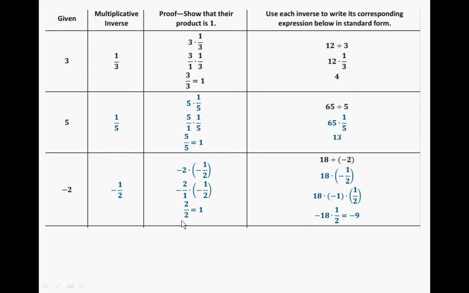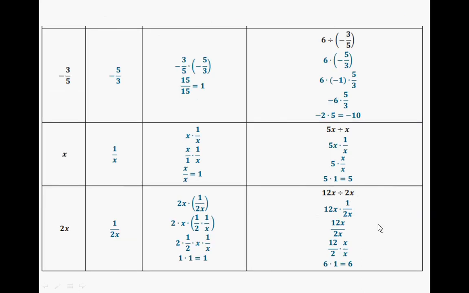And so on with negative 2 becoming negative 1/2. Notice that 18 divided by negative 2 is the same as 18 times negative 1/2. Well, that's the same as 18 times the negative 1 times 1/2. And negative 18 times 1/2 is negative 9. Going on, check the rest of your answers. If you have any questions, please write them down and bring them to class.